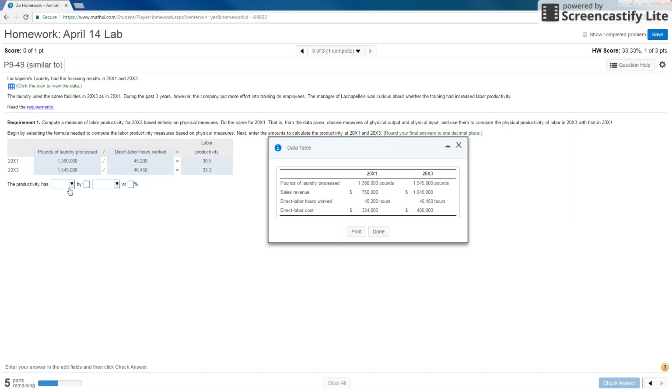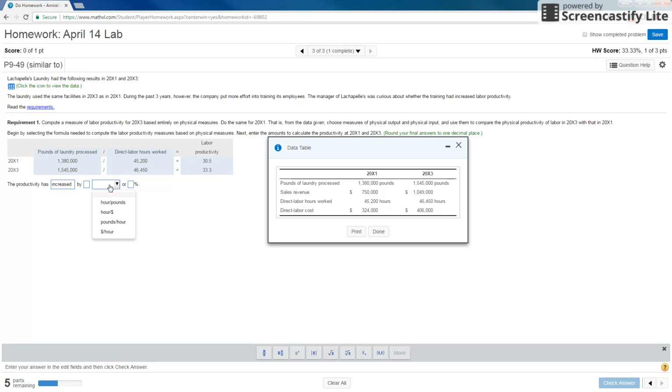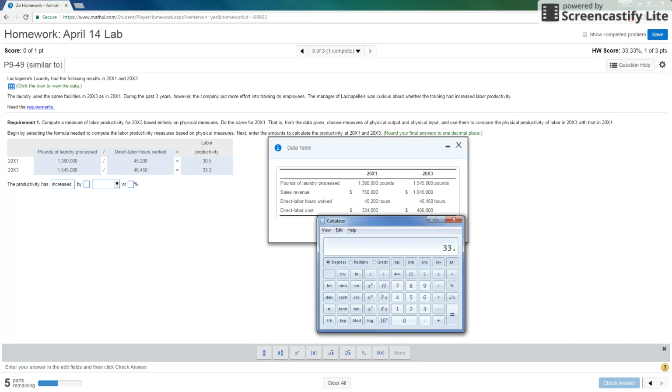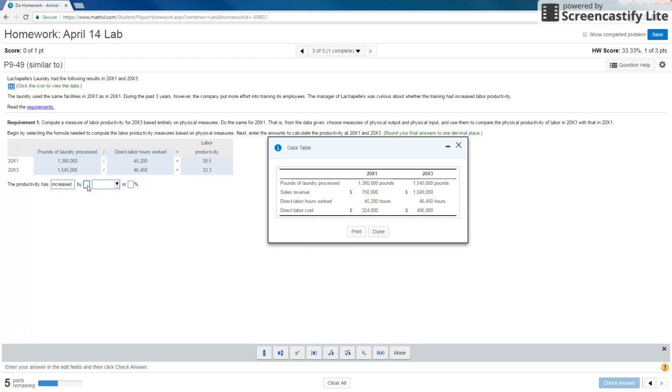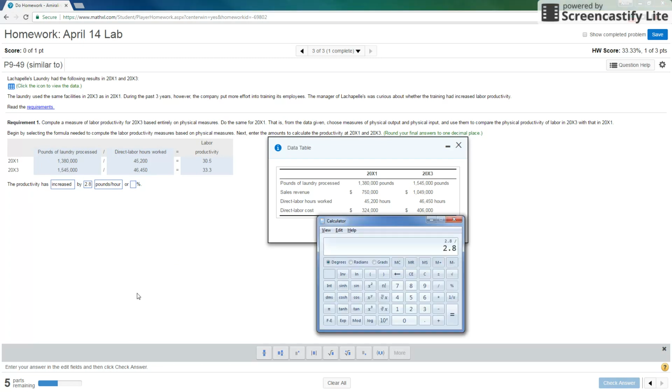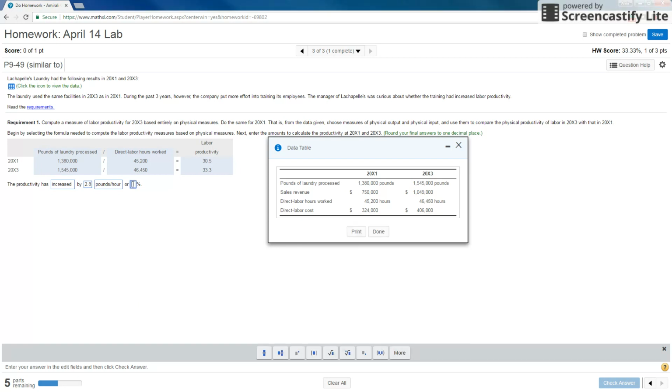Now it asks for the productivity. Based on these two numbers, we increased by, so we have to deduct these two, 33.3 minus 30.5, so 2.8. Increased by 2.8 pounds per hour, or you have to calculate the percentage. So divided, I believe, by 2011. So 9%, 9.1%.